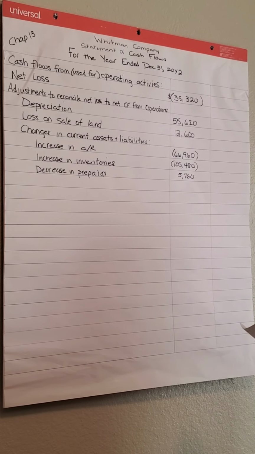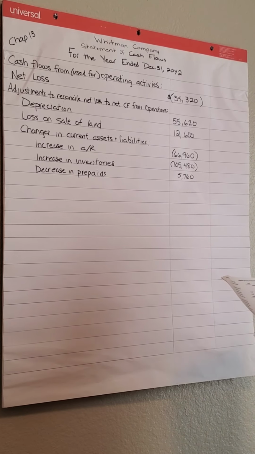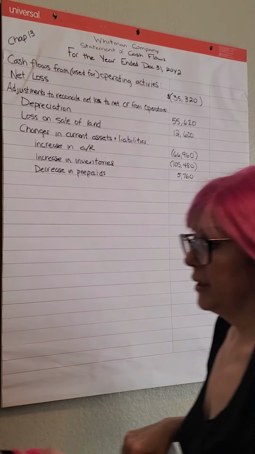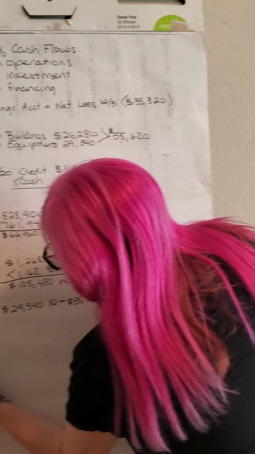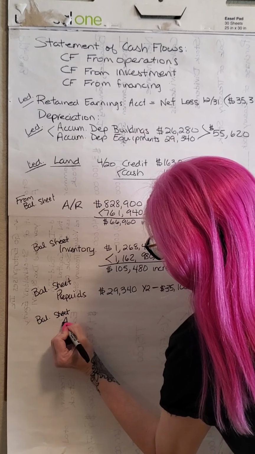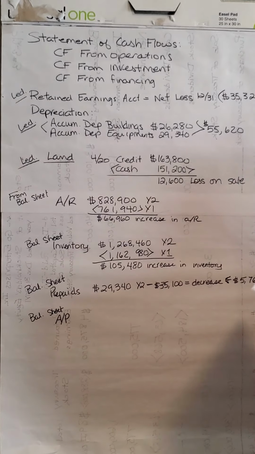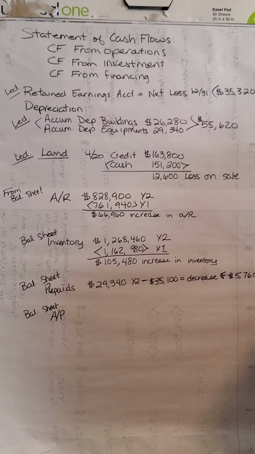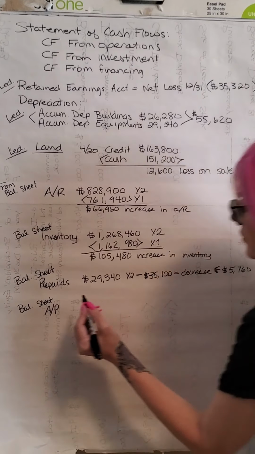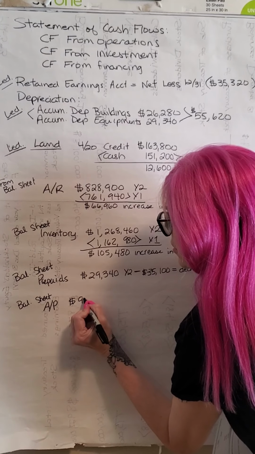And the last, and the only current liability we have, is accounts payable. So again, off that balance sheet, we're going to go with accounts payable. In year 2, we had an account balance of $922,500.